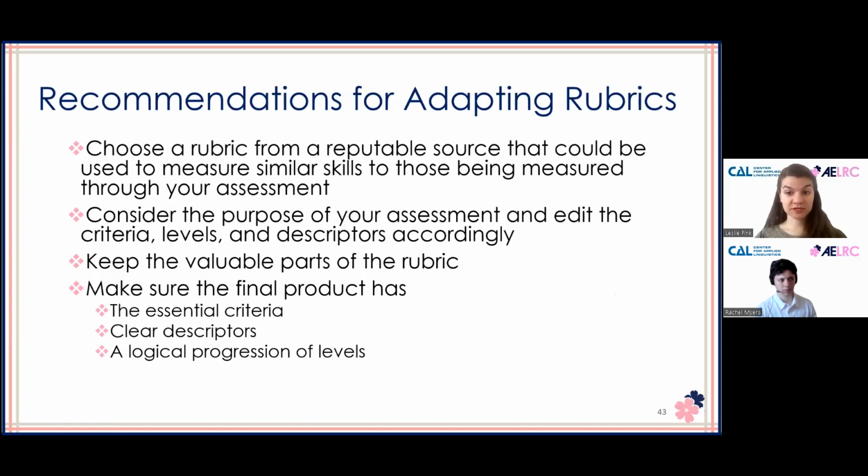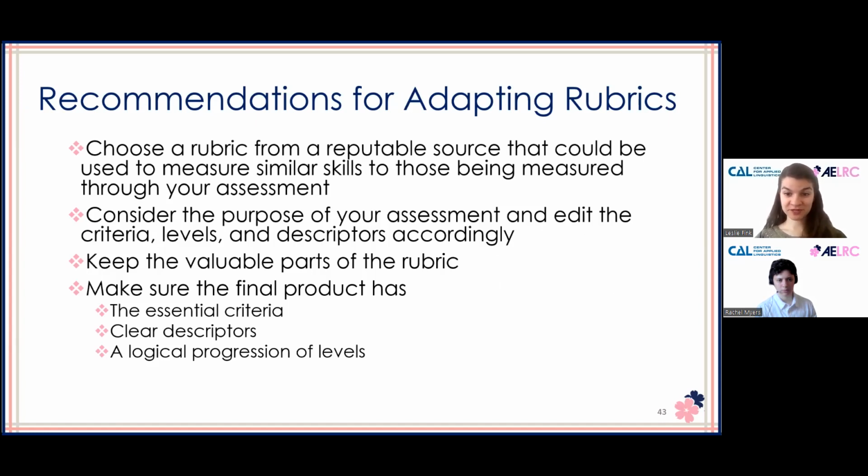When adapting a rubric, it helps to start from a rubric that is already aimed at a similar purpose, whether that's the intended level, the type of assessment, or the communicative mode. Then consider the purpose of your assessment and edit the criteria, levels, and descriptors accordingly. For instance, if the rubric is for presentational speaking and you would like to adapt it for presentational writing, you may want to adjust the descriptors for organization and language control to reflect the fact that we tend to use more complex sentences when writing than when speaking.